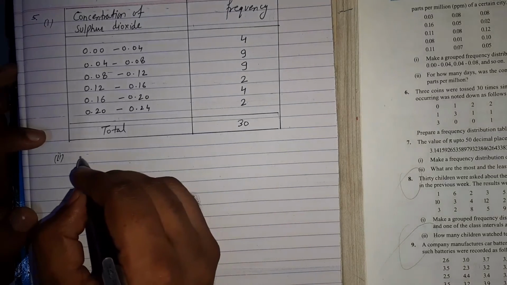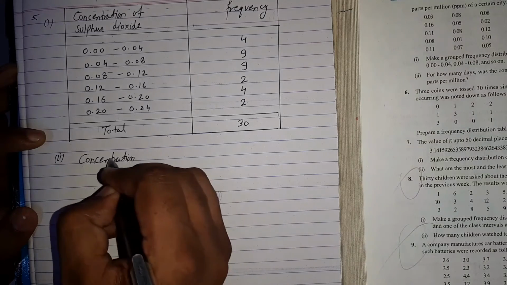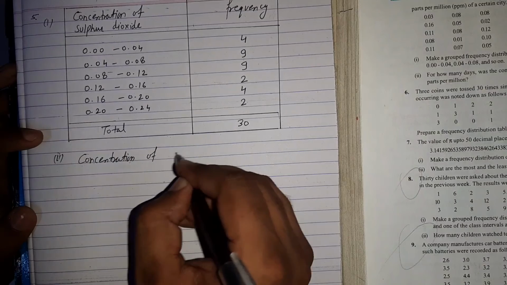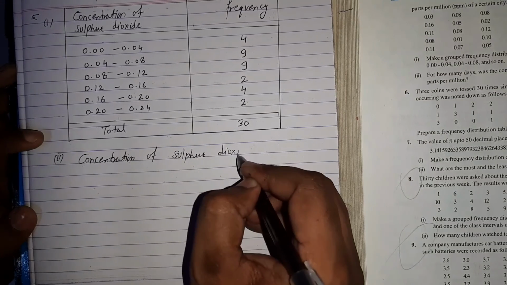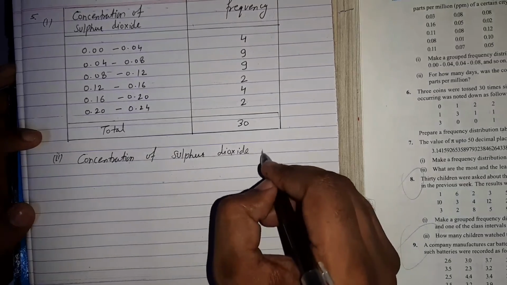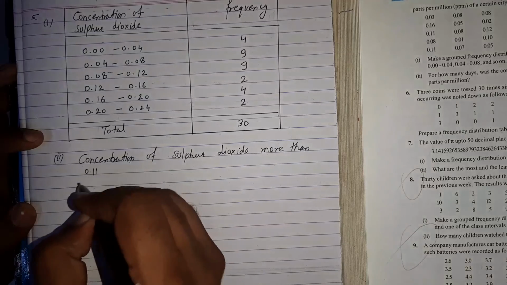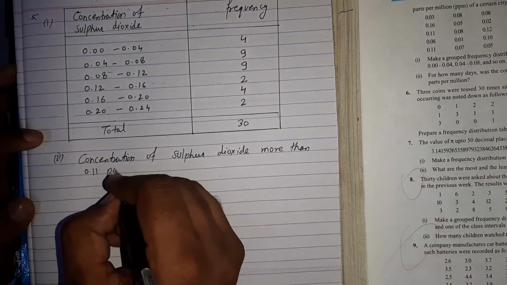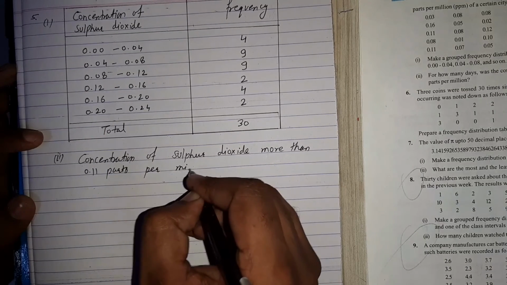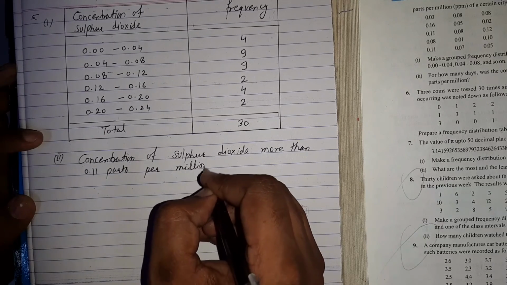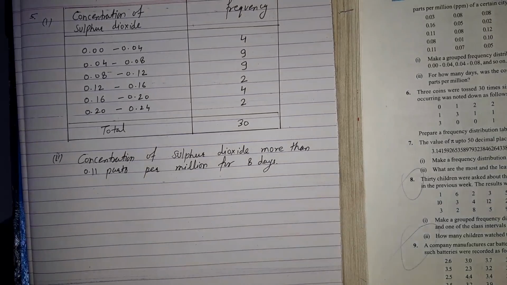So we will write concentration of sulfur dioxide more than 0.11 parts per million for 8 days. Okay, so I think this is clear.